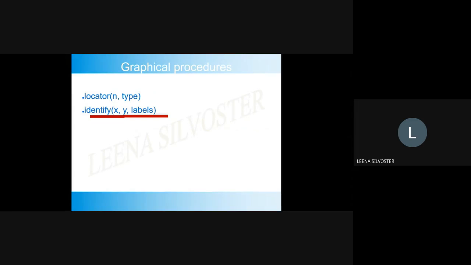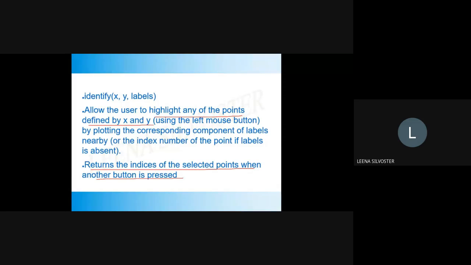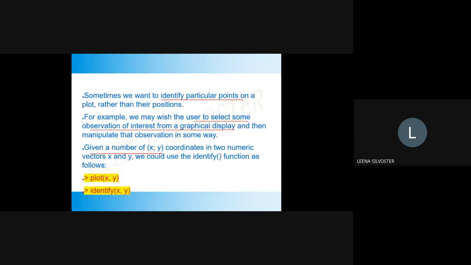So another graphical procedure is identify(x, y, label). It allows the user to highlight any point defined by x and y, and it returns the indices of the selected points when another button is pressed. So it identifies some particular point, and sometimes you may wish to select some observation of interest from the graphical display. Given two numeric vectors x and y, you could use the identify function like this: plot(x, y), followed by identify(x, y).